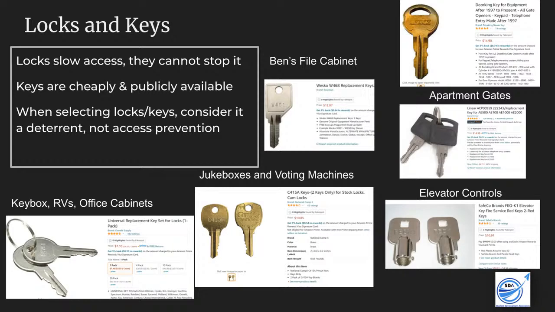Jukeboxes and certain voting machines use the C415A key there in the bottom center. And various key boxes, RVs, and office cabinets use the universal replacement key set for locks down there on the bottom left. It has a brand name, but it's tucked away. Put simply, keys are not the end-all for security.